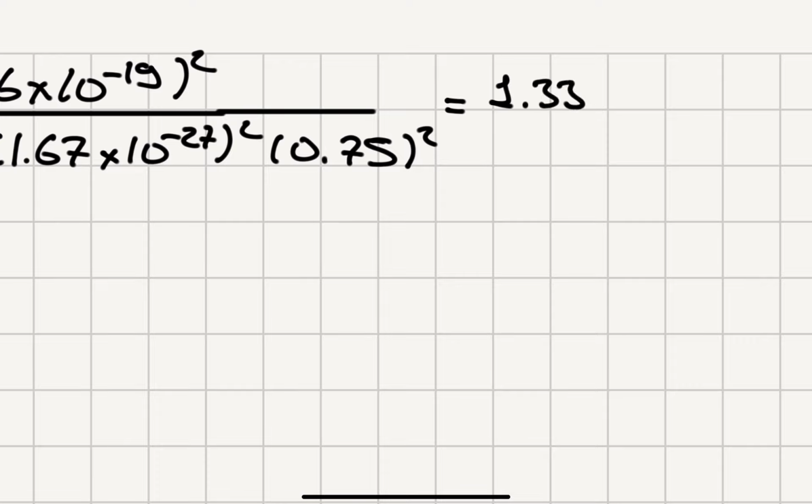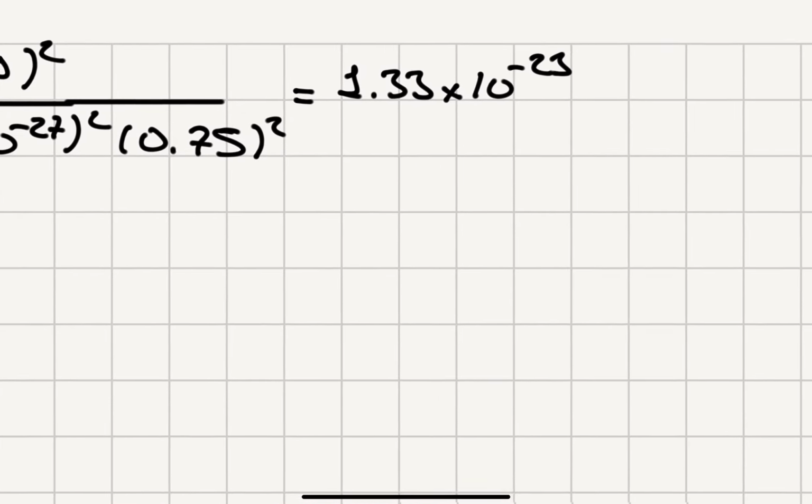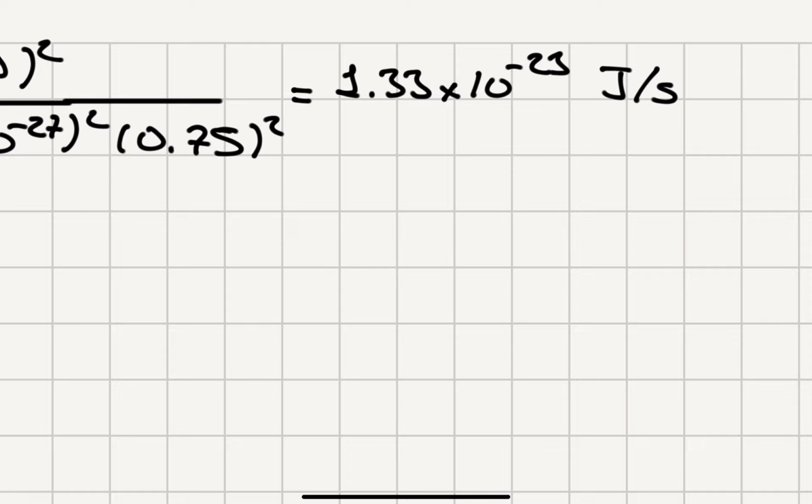All right, so when I do this calculation, I obtain 1.33 times 10 to minus 23 joules per second, which can also be written, if I divide it by the electron charge here, 8.32 times 10 to minus 5 electron volts per second.